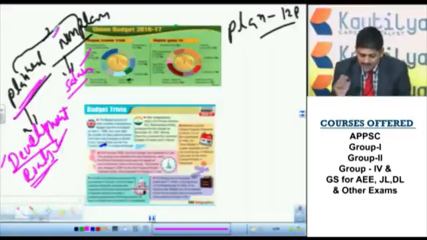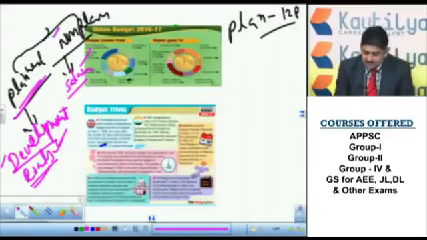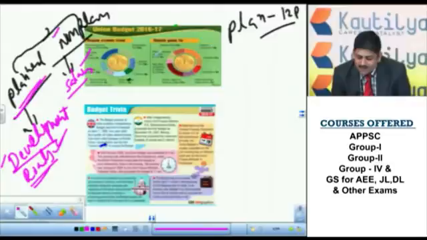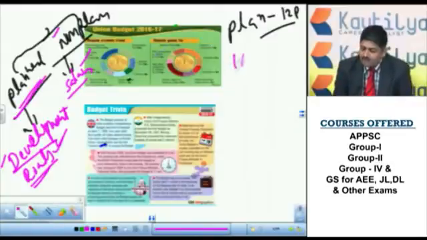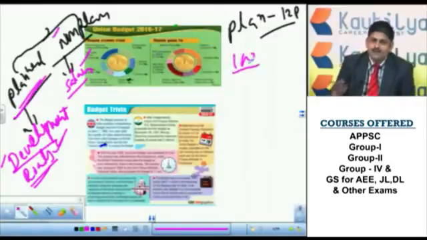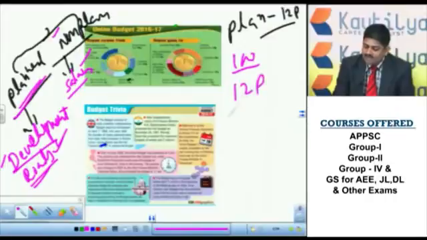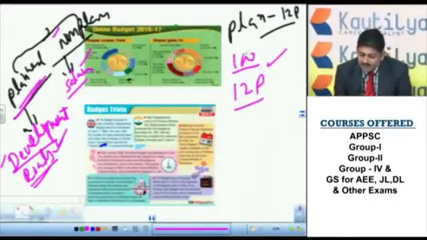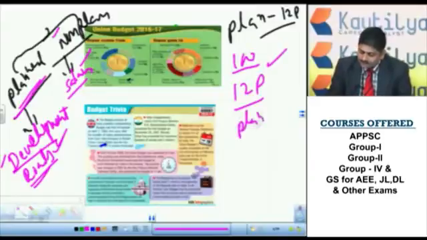So as far as the budget is concerned, planned expenditure is 12 paise. That means for every 100 rupees the government of India spends, 12 paise will go to planned expenditure. For every 100 paise, 12 paise will be sent to planned expenditure.